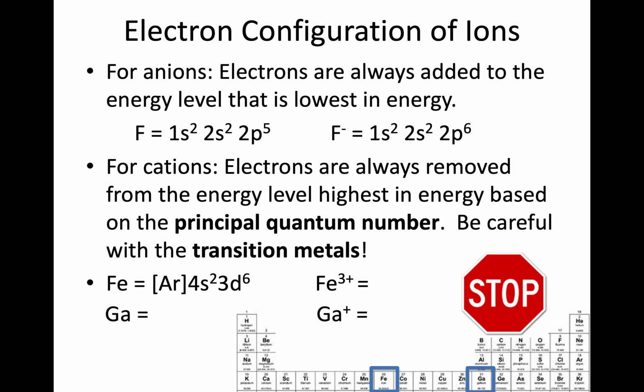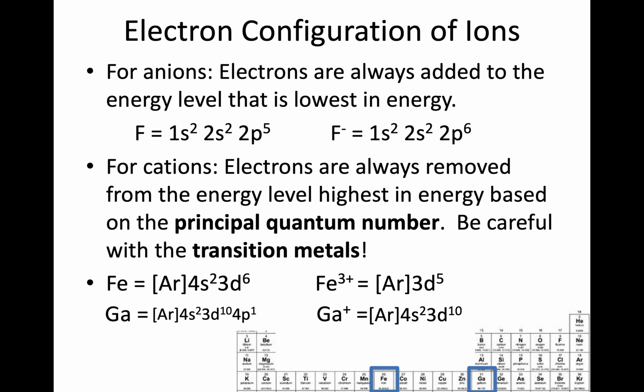Take a second. What would be the electron configuration if I'm looking at iron 3+, neutral gallium, or gallium plus? You can use the condensed form for that. What would be the electron configurations?